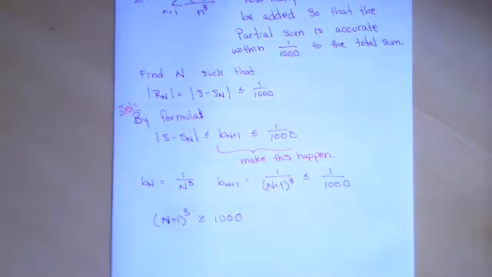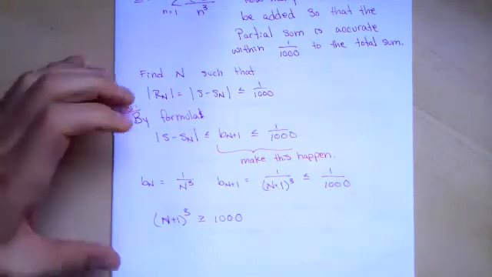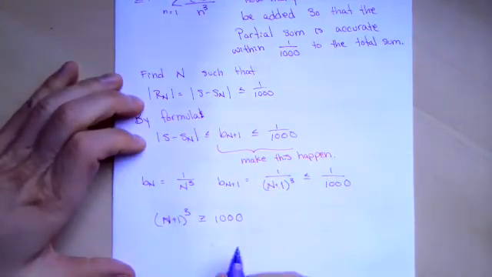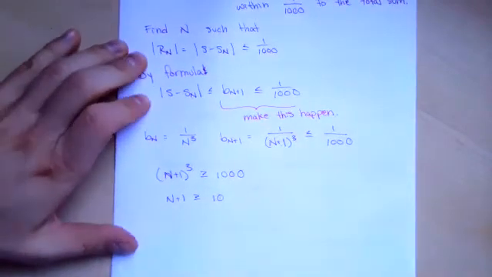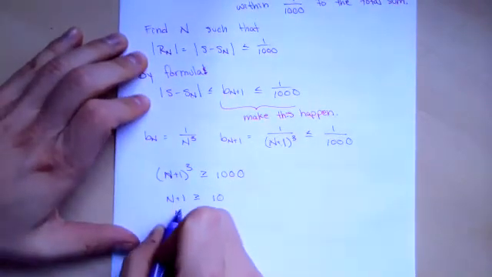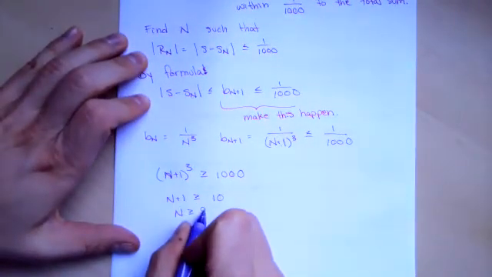I can always take more terms for more accuracy, but we usually want the smallest of such. So solving for n, we take the cube root. Cube root of 1,000 is just 10. And so solving for n, we get n is bigger than or equal to 9.